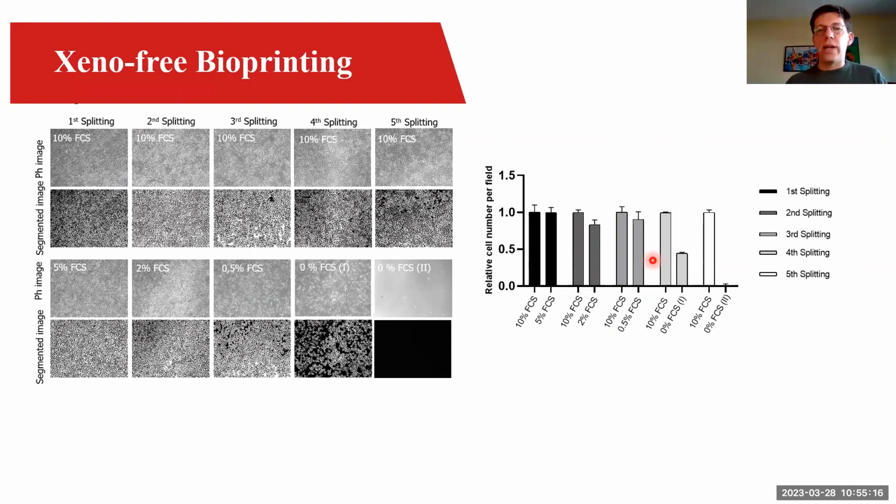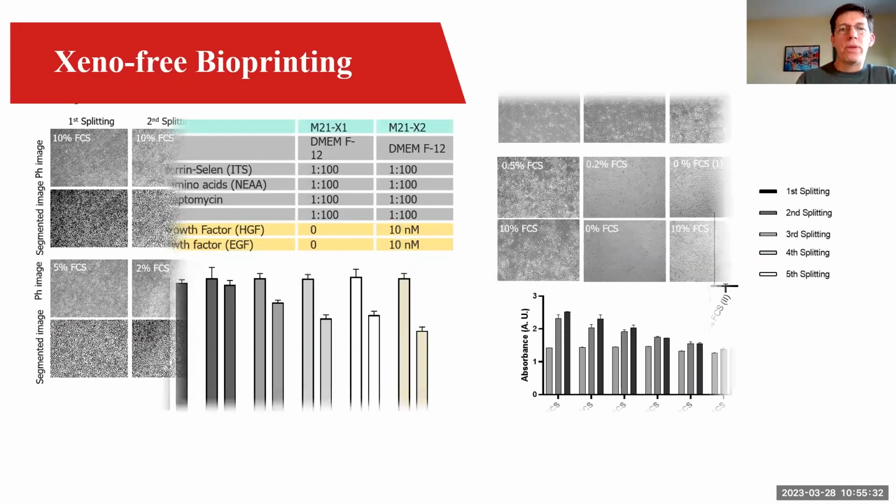But this is because you have remaining FCS in the cells, even if you culture without FCS. So you have to culture them for a long term, like at least 5 passages, and then you will see that they die, or you have them successfully adapted.